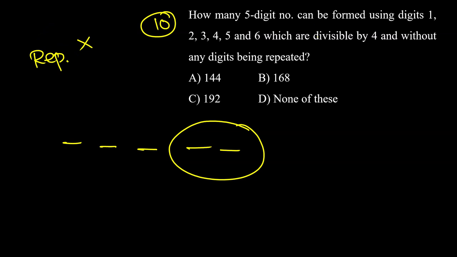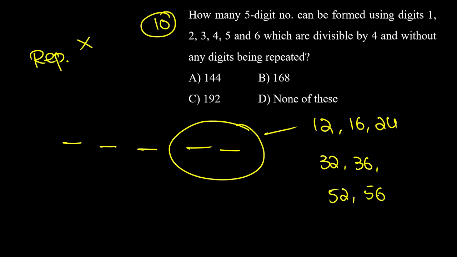Using 1, 2, 3, 4, 5, 6, the last 2 places can be 12. Is it divisible by 4? I'll pick the combinations: 12, 16, 24, 32, 36, 52, 56, then 64. How many ways can I fill these two places? These two can be filled in 8 ways.